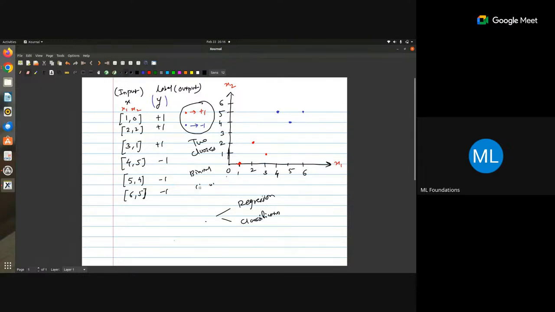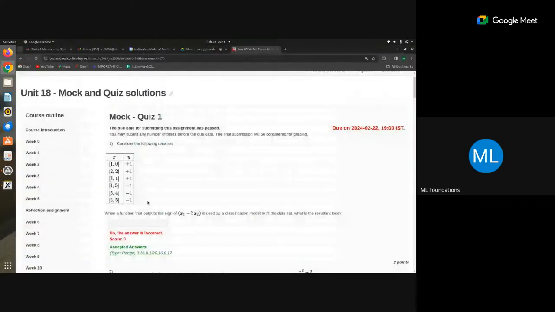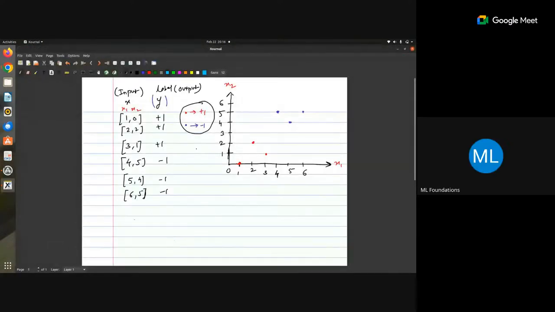So different algorithms are used, and you'll learn that in MLT, I guess, where you can see the classification algorithms and regression algorithms. But let's say we have run this algorithm over this data set, and we have found the function to be x1 minus 3x2. So I'll write this function down: f is equal to sign of x1 minus 3x2.